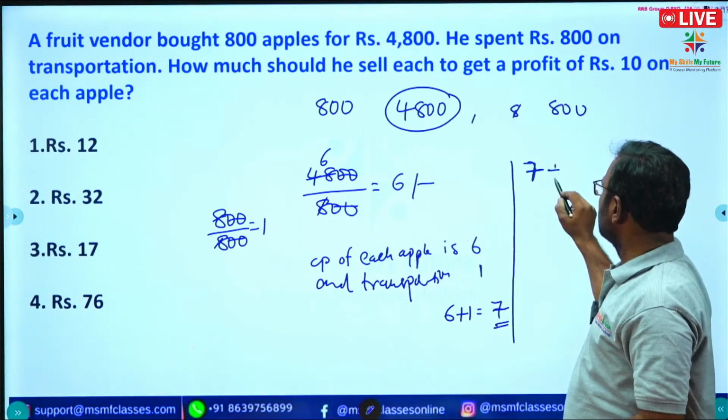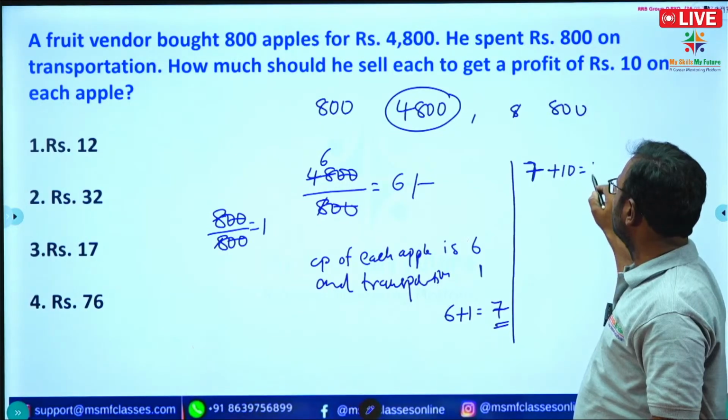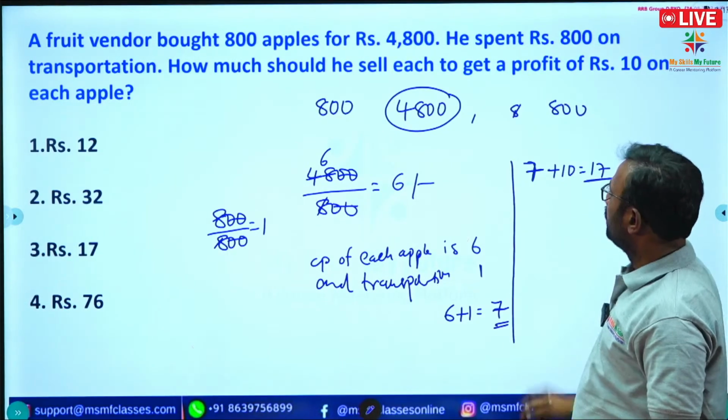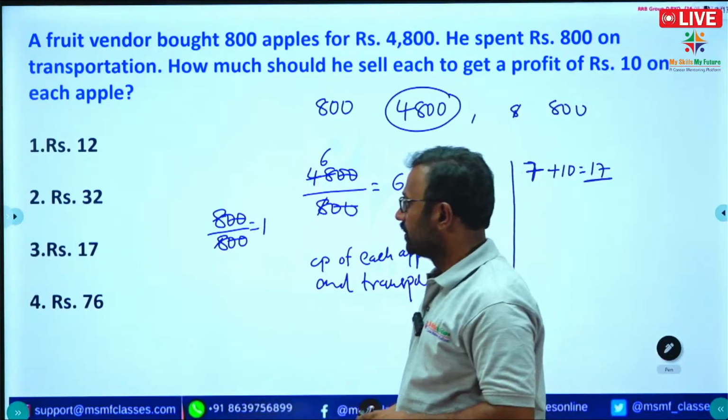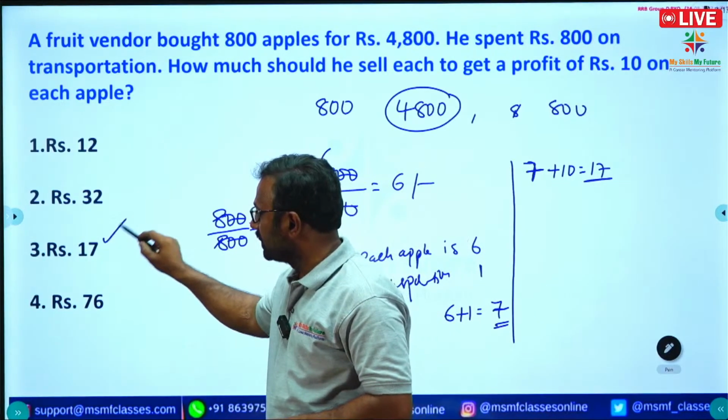Each apple's cost price including transportation is 7, and you need to gain 10 on each apple. So just add 10 to this, we get 17. So he must sell each apple for 17 rupees. If you see that, option 3 is correct.